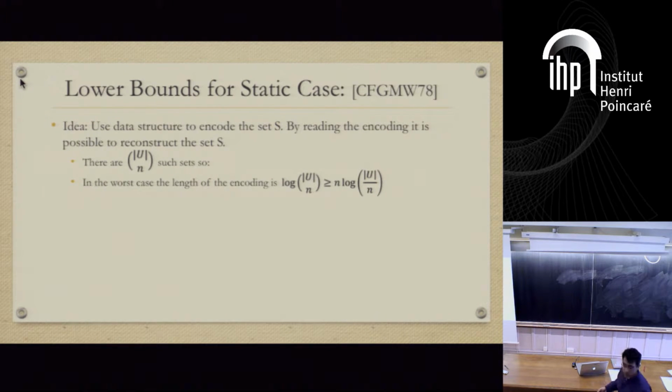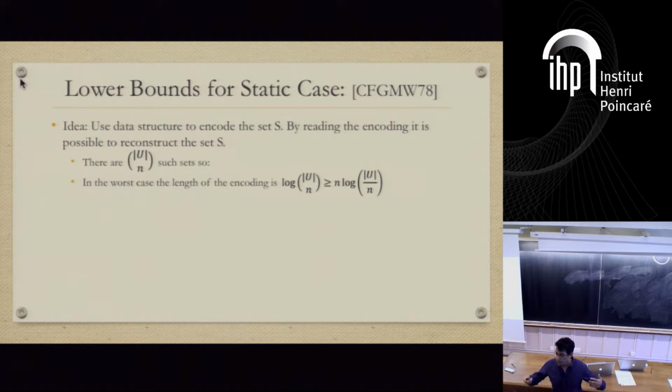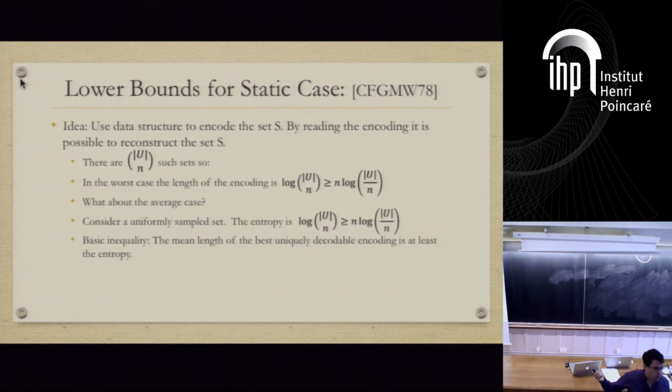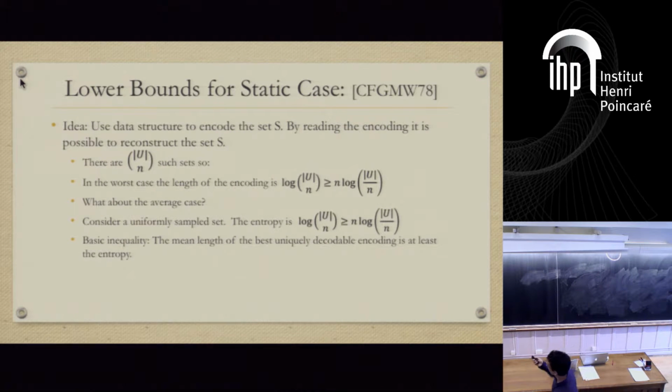So what is the main idea? The main idea is to take this data structure and use it in order to encode the set S. Just like we did previously, we will build an encoding such that if we read the entire encoding, we can reconstruct the set S. And therefore, we will have a bound on the size of the encoding, and therefore on the size of the data structure. And just a note that I'm talking about the worst case space, but it doesn't matter. I could have talked about an average case space because we're talking about entropy here, right? So it's the same inequality for entropy.